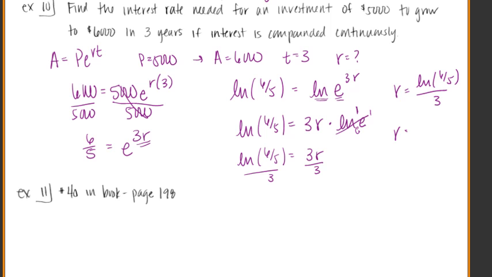or using your calculator, you should get an r value of, let's see, 0.0607, or if you round that last number, we can say 8. Okay, let's convert this. So basically 6.08% is the rate that's required for compounding continuously and for 5,000 to grow to 6,000 in 3 years.